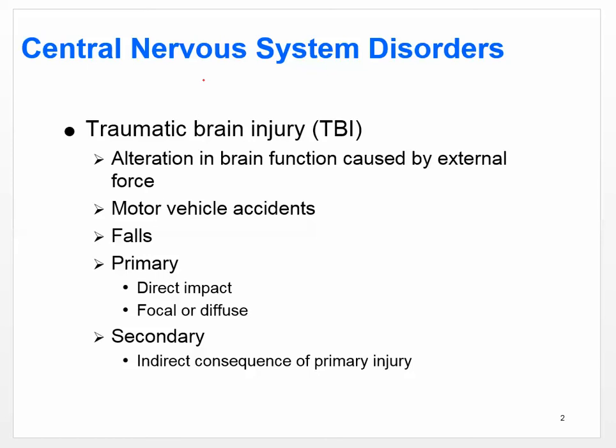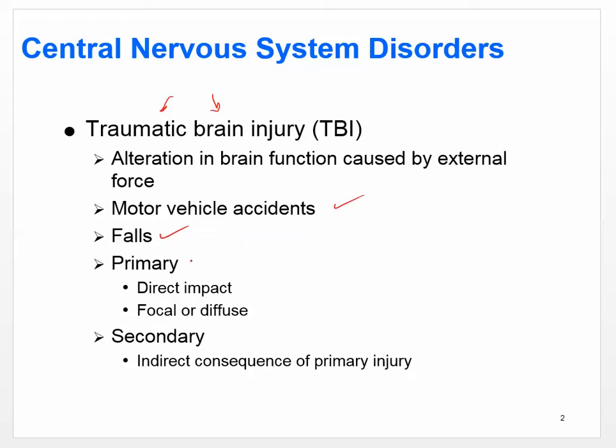So to start with, CNS disorders. Traumatic brain injury is just what it sounds like. It's trauma that causes a brain injury, and I think you probably know this, but it's going to alter brain function. The cause is some kind of external force, some kind of external trauma, like motor vehicle accidents, falls, getting hit with a blunt object, whatever that may be.